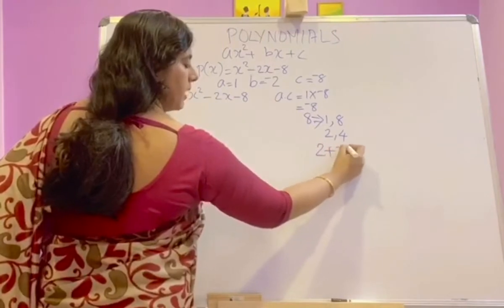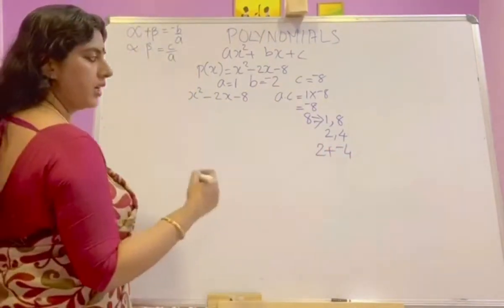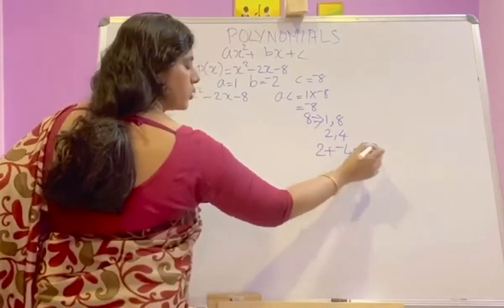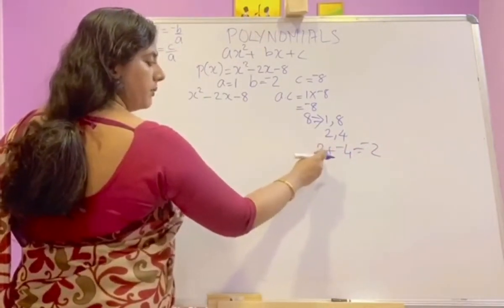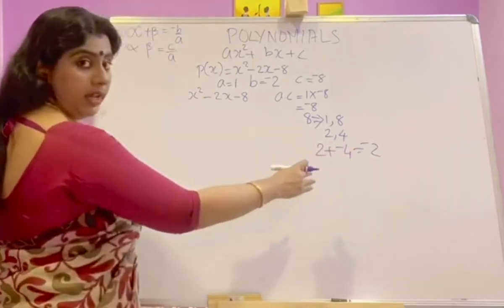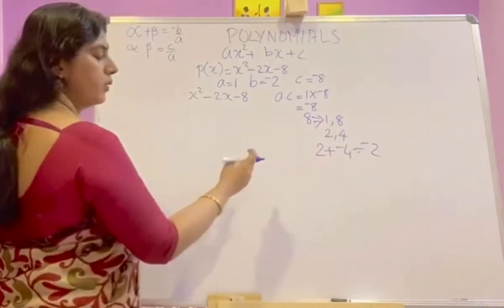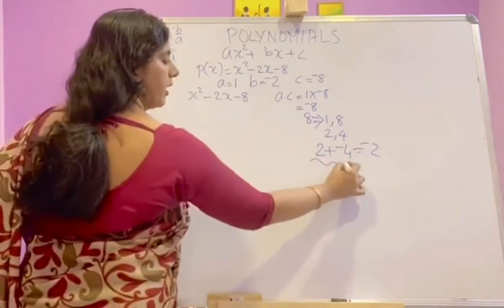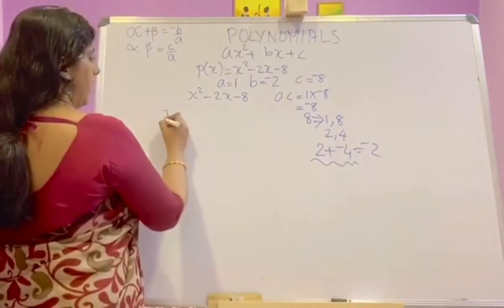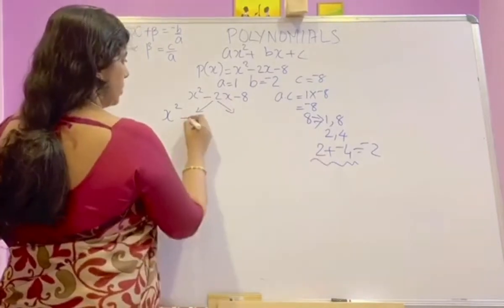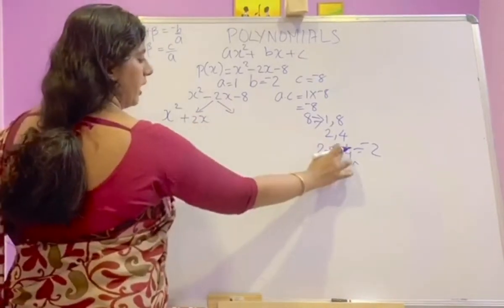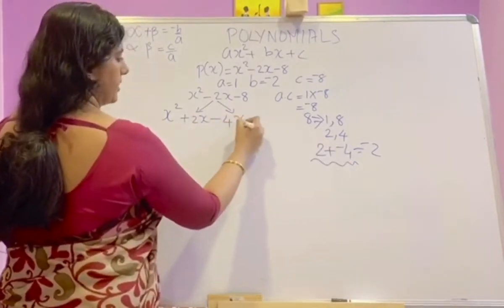2 plus minus 4. Let us check. Yes, it is minus 2, because for opposite signs addition, the smaller number is subtracted from the greater number and we put the sign of the greater number. So it is minus 2. So how will you write the pairs? x square is split into plus 2x and minus 4x.